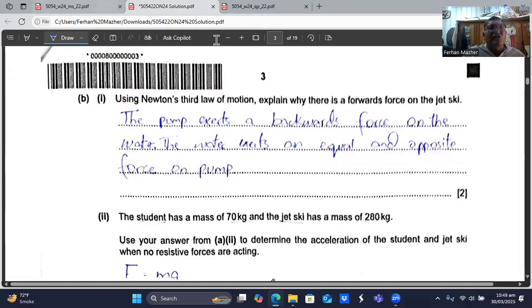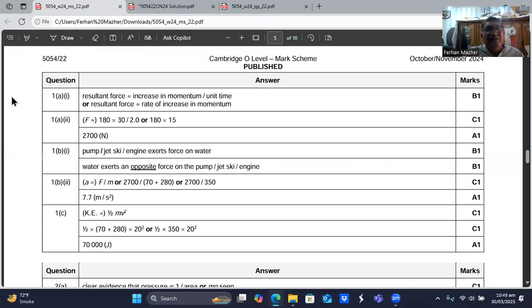Okay, so you can see that the pump exerts a backward force on the water. The water exerts an equal and opposite force on the pump. So these are the Newton's pair of forces. So let's see what the marking scheme says.